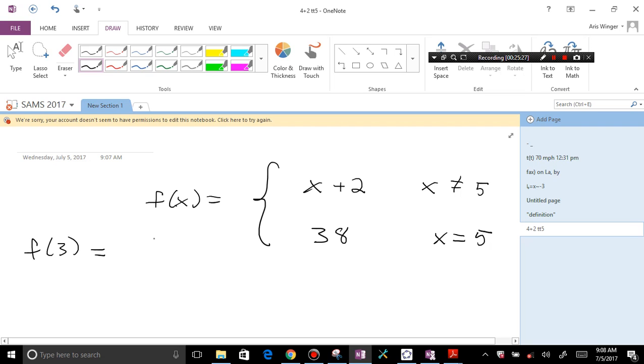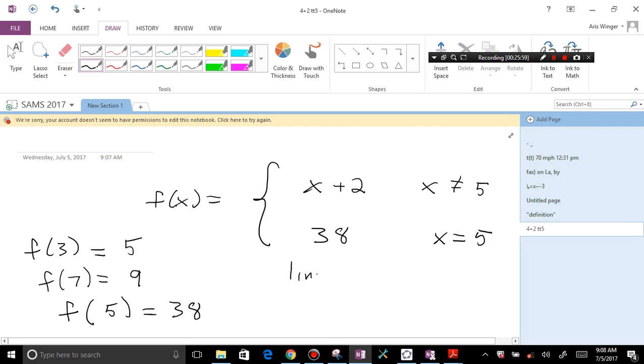F of 3 is 5. How do you know? Because I've given you a rule that if you give me a number that's not 5, I want you to add 2 to it. Okay? F of 7? 9. Questions? 7 is not 5, so I'm going to take the 7 and add 2 to it. What's f of 5? 38. Questions on that? My crazy function: if you give me 5, I'm going to give you back 38.